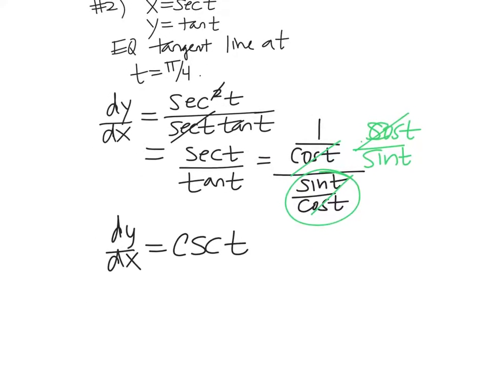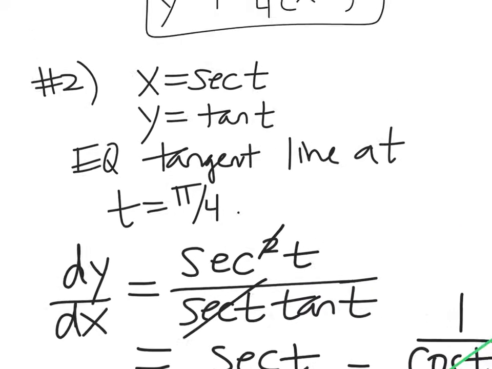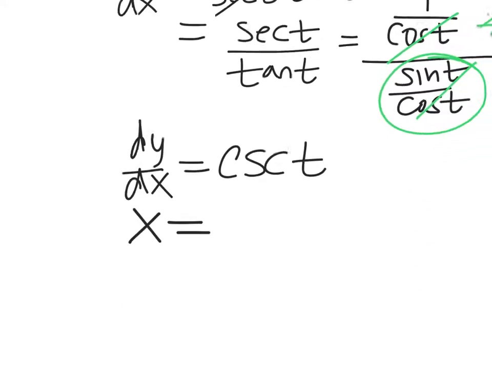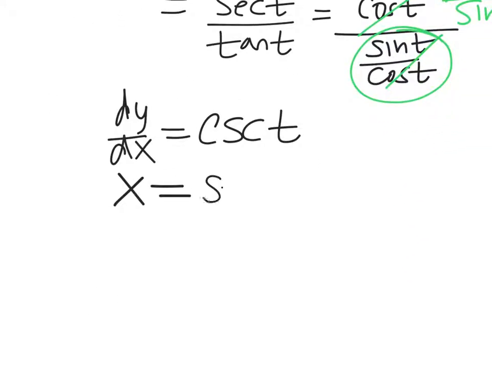Sadly. Okay. All right, so now we need to find a point and a slope. Our point is going to be found by going back to our original parametric function. What was x? x was secant t. So x is going to be secant, and what's t? We're doing this at t equals pi over 4. Do you remember what secant of pi over 4 is?